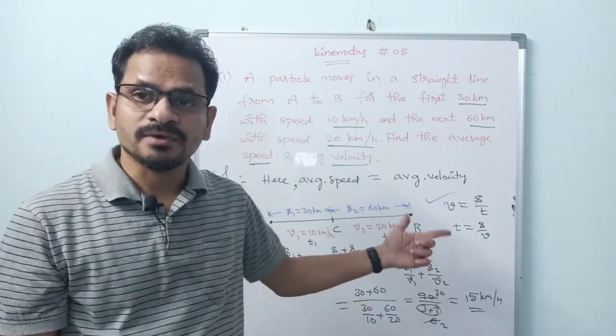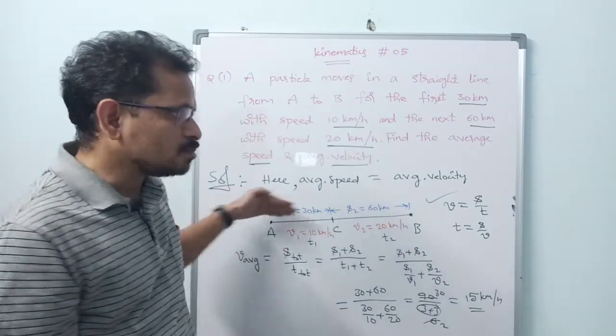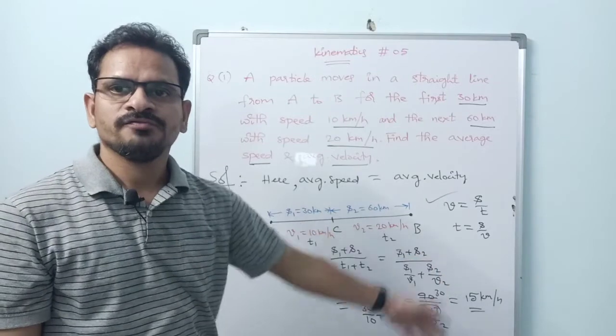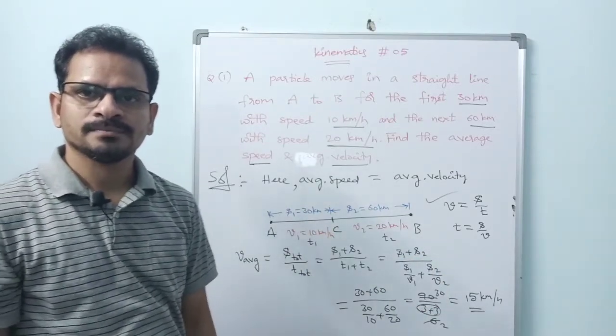Then what is average velocity? Because it is a straight line motion, average speed equal to average velocity, therefore its magnitude is also 15 kilometers per hour only. Okay, right.